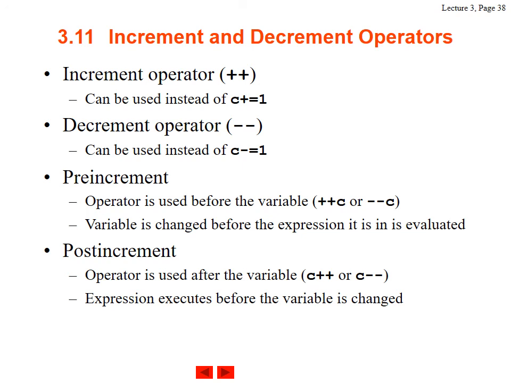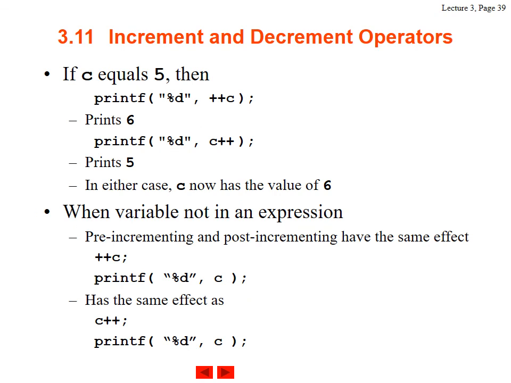There's pre and post incrementing. Increment C or decrement C, right? So here you change the variable before it is used in the statement. Here, you change it after it has been used in the statement, okay? If C equals 5, then ++C, right? That means it gives you what? 6.